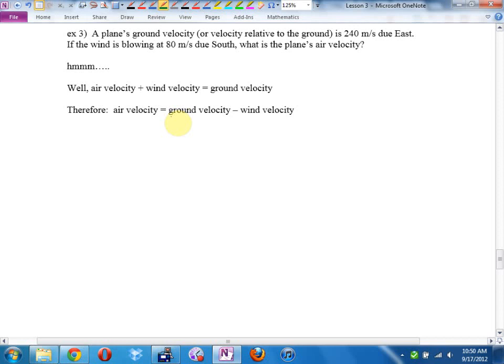Well, we said this. If you take the plane's engines, its air velocity, and you add the wind velocity, you get the ground velocity. I guess if I want to find the air velocity, I need to subtract this guy to that side. I get air velocity equals ground velocity minus wind velocity. In fact, I get this.